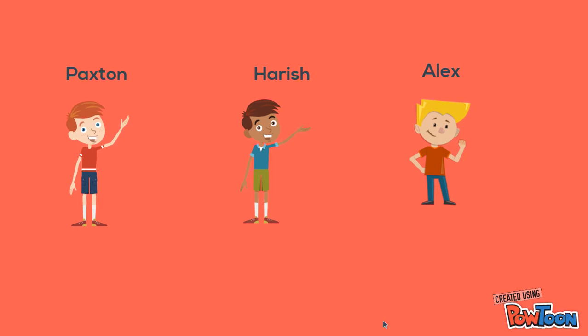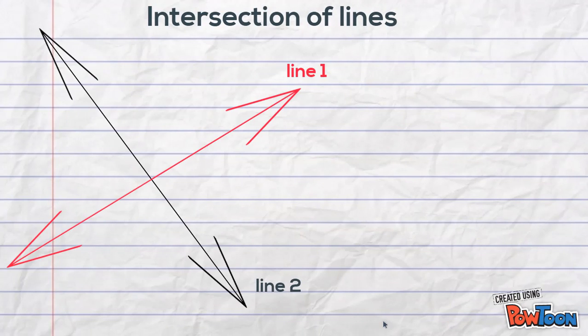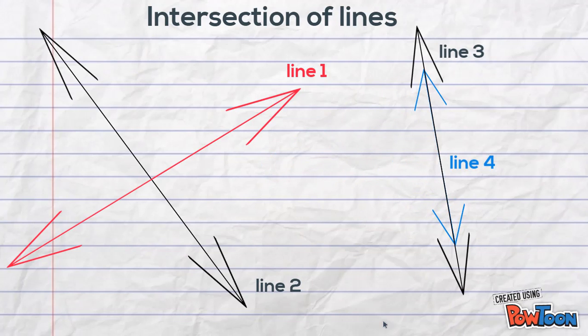Today we are going to explain the intersection and system of two lines in 2 space and 3 space. Intersection of lines is defined as more than one line passing or lying across each other. Lines behave differently and have different systems in 2 space and 3 space.